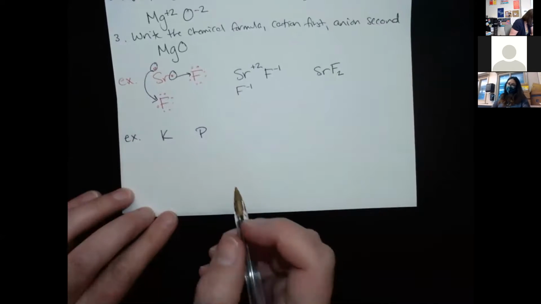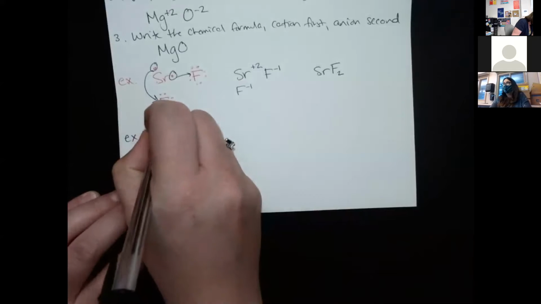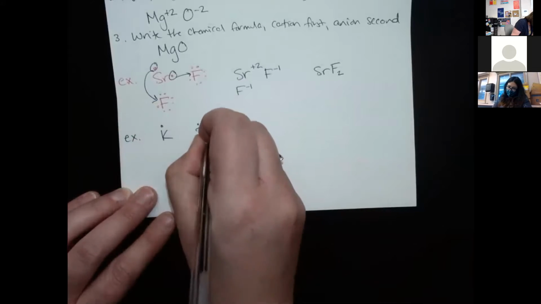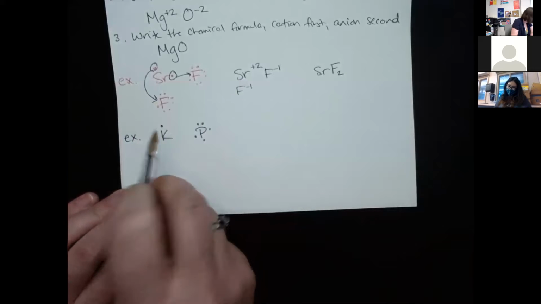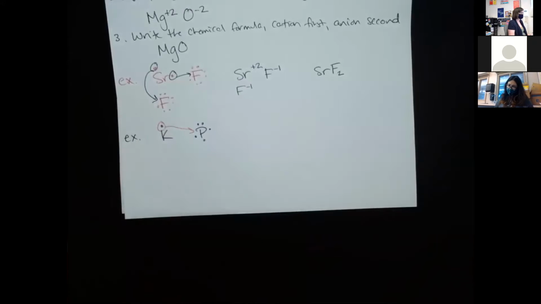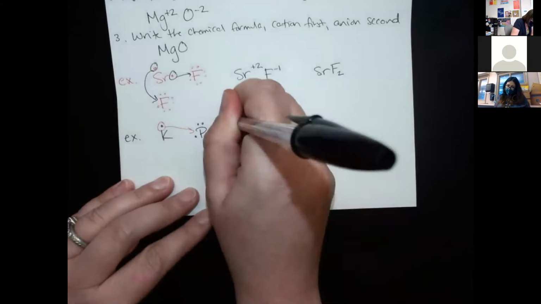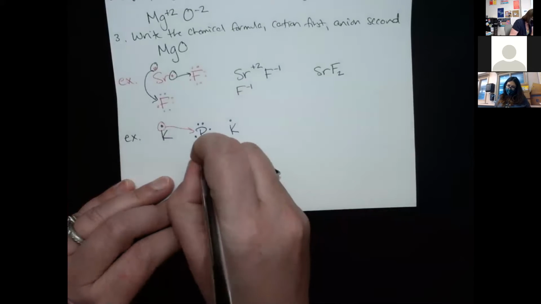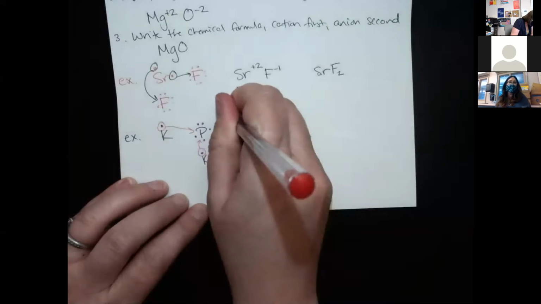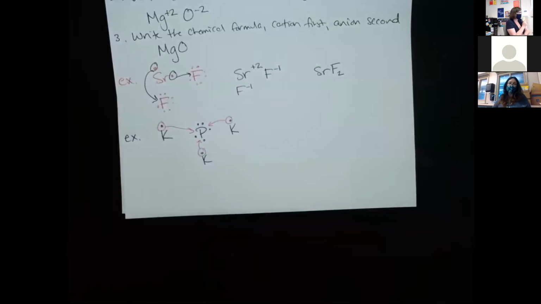How many dots for potassium? How many for phosphorus? 5. So potassium's going to want to lose 1. So that's cool. I can give it to phosphorus. Is phosphorus happy, though? No. Phosphorus still needs to gain 2 more, right, to get to 8. So again, we can add more of the elements we're working with until everybody's happy. So I've added 2 more potassiums because phosphorus needed to gain 3, and each potassium was only giving away 1.